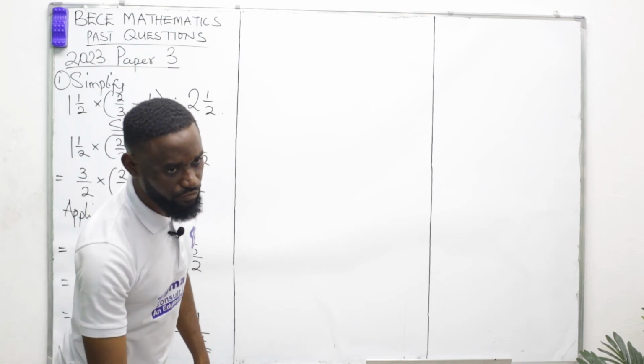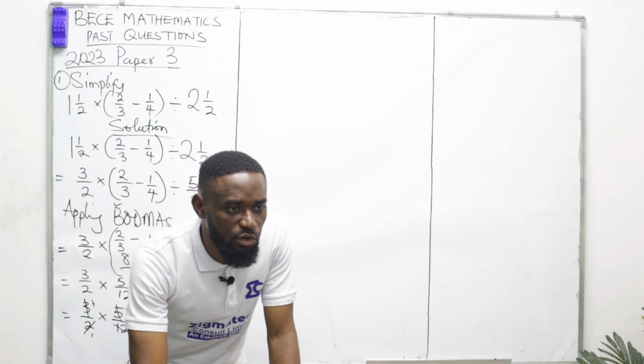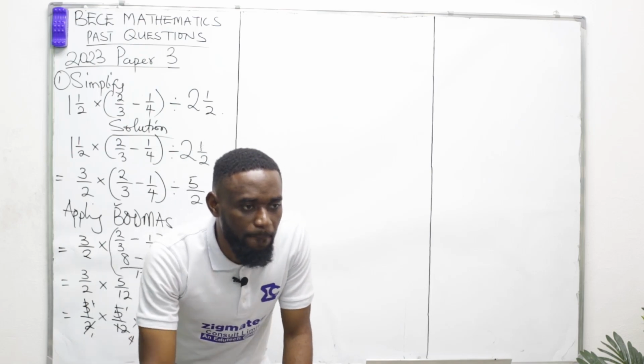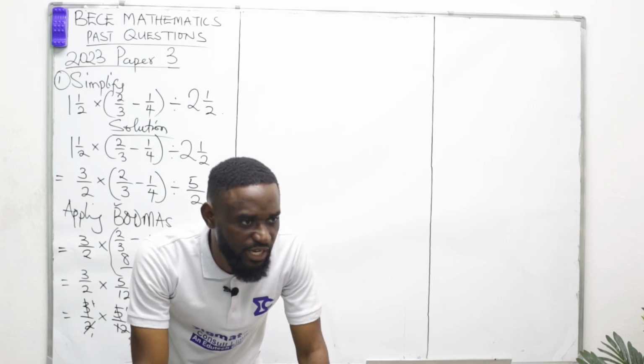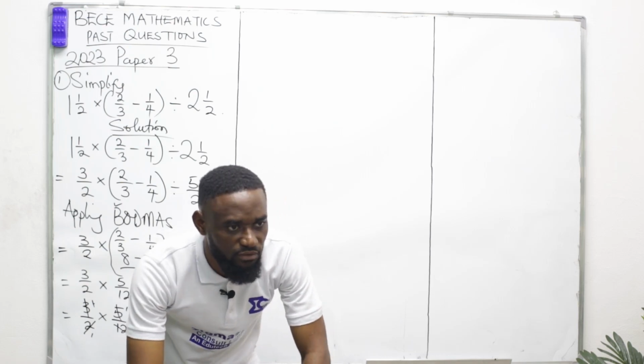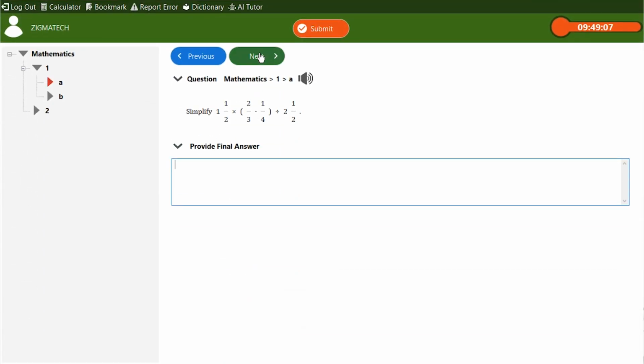So if you check your app, they ask you to provide the final answer. So just go there and write 1 over 4, and that is your answer, right? So let's go to the next one.